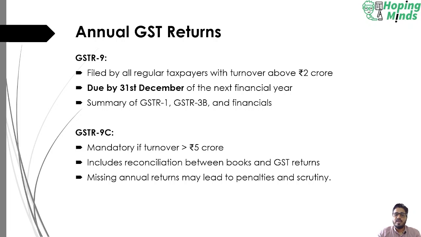GSTR 9 is a summary of GSTR 1 and GSTR 3B and the financials, that is the books of accounts. Then comes GSTR 9C. It is mandatory if the turnover is greater than rupees 5 crores. It includes a reconciliation between books and the GST returns. Any missing annual returns may lead to penalties and scrutiny by the GST department.